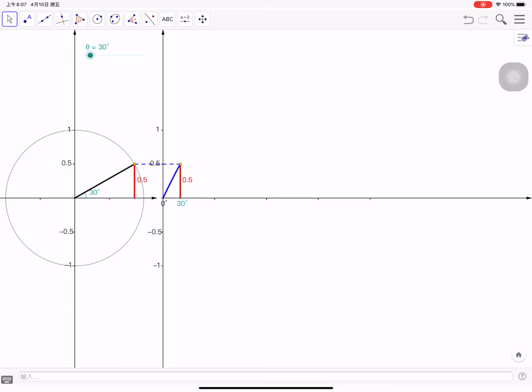30 degrees. Sine 30 degrees equals 1 over 2, so 0.5. How about 45 degrees? 0.707. This one actually is root 2 over 2. How about sine 60 degrees? 0.866. That means root 3 over 2. Then next one is sine 90 degrees. Do you remember? Sine 90 degrees equals 1.